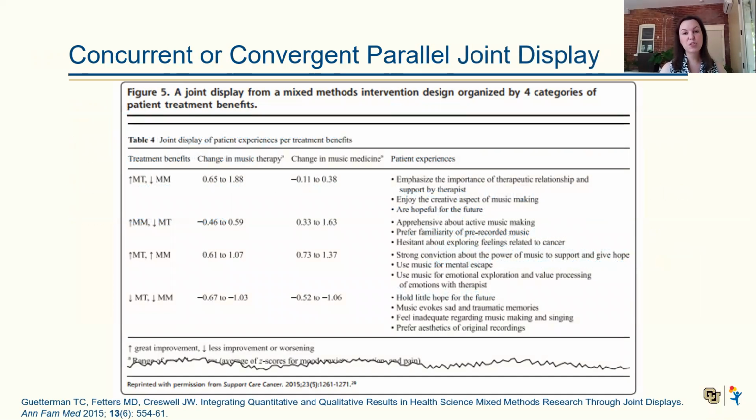This is a joint display for a concurrent or convergent parallel design. On your very left, you have 4 groups that the authors separated their study participants into: high, low, low, high, high, high, and low, low. And you have your quantitative results, which were collected simultaneously with your qualitative, and you have your qualitative results on the right. Those are the patients' experiences.